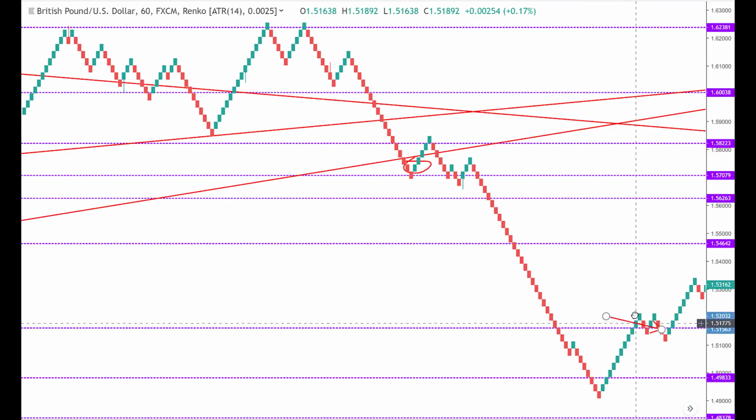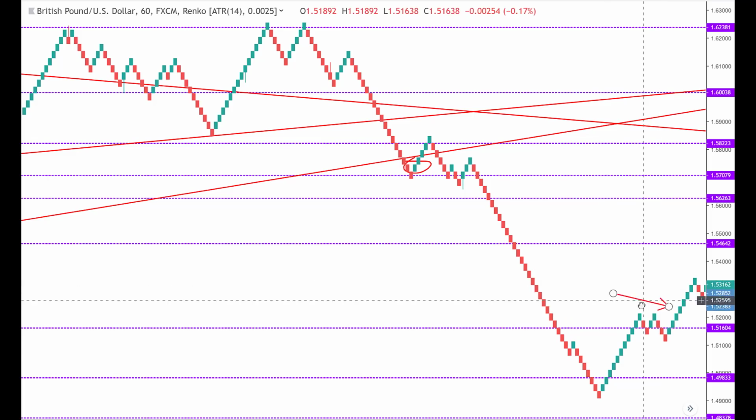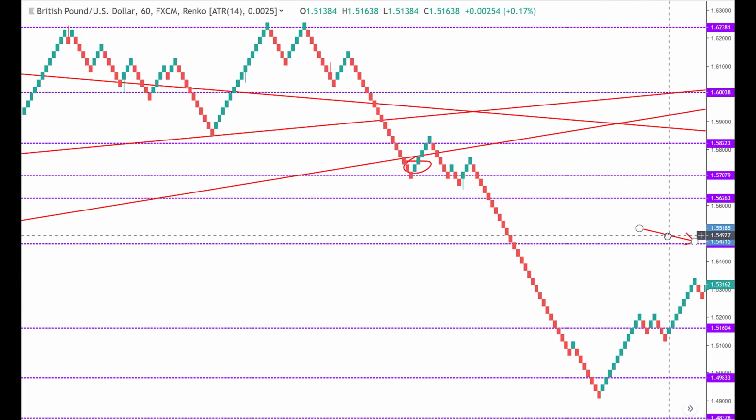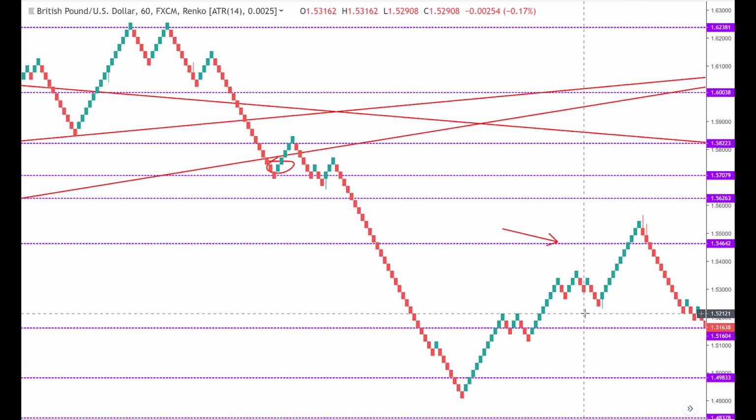Or we short it. Stop loss at these levels right up here. We break up higher above those levels. Maybe we go ahead and buy. Of course, our target is now this. I think you see where we're going.